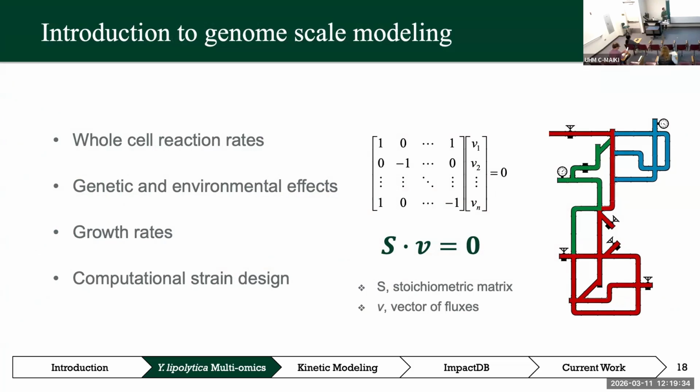They can be used for understanding how the cell will respond to changes in its environment, like low oxygen or different carbon sources or genetic changes. Like if you were to knock out an enzyme or add an enzyme, how would that affect the rest of the network? They can be used to calculate theoretical growth rates. And all this combined can be used for computational strain design, saying, what is the best set of gene knockouts to increase the yield of my product?